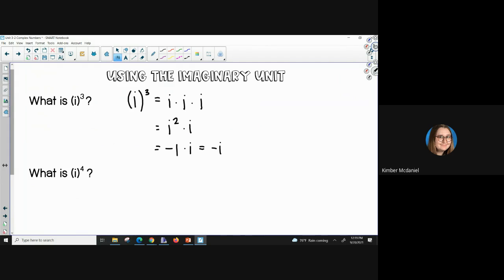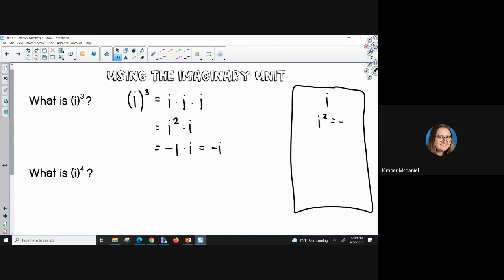So another one of your important facts, which I want you to write in a box over here: i squared equals negative 1. And now we know i to the third equals negative i. Because again, you're not replacing i with anything. Anytime you see i squared, you're replacing it with negative 1. Anytime you replace i to the third with something, you're going to put negative i. And now, let's figure out what i to the fourth is.